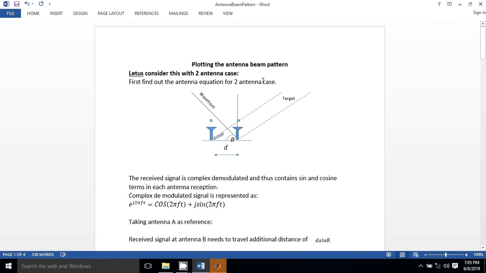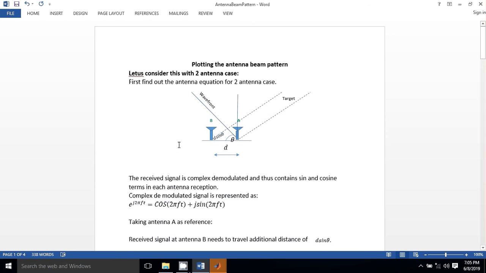Hello. So today we will see the basics of the antennas, the antenna beam pattern, how the antenna beam pattern looks, how to plot the antenna beam pattern in MATLAB. So let us start. We generally don't consider a single element antenna because if we consider a single element antenna, the beam pattern will not be sharp, or the direction of the beam will not be sharper. Therefore, we won't get much detail with respect to the angle. Therefore, let us start with the two antenna case.